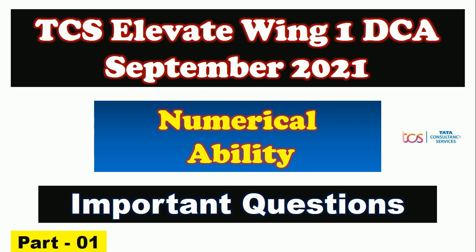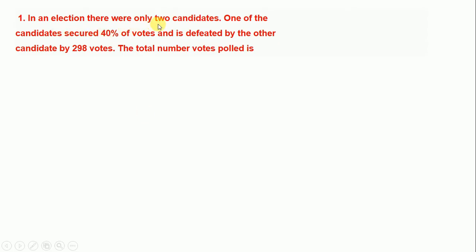So let us start with our first question. In an election, there were only two candidates. One of the candidates secured 40% of the votes and is defeated by the other candidate by 298 votes. The total number of votes polled is? So votes gained by the losing candidate is 40%, and the percentage of vote that winner has got is 60%, that is remaining percentage. And now the losing candidate has been defeated by 298 votes. So the difference of these 20% is equal to 298 votes. And we have to find the total number of votes, that is 100% of the votes.